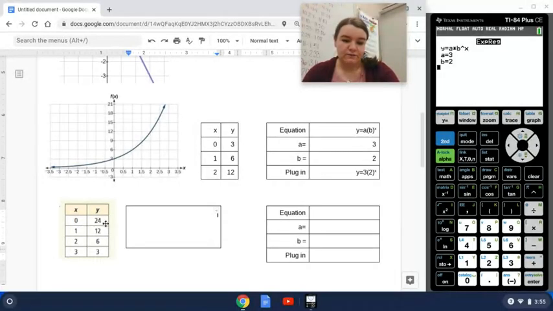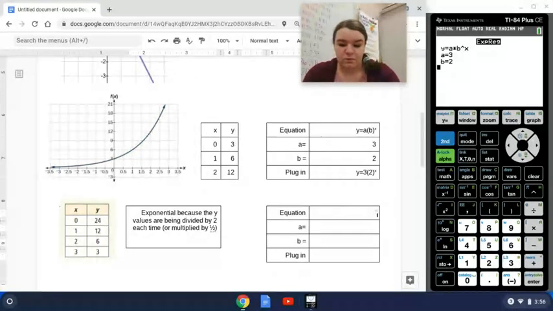But 24 divided by 2 gets me 12. Divide by 2 again gets me 6. Divide by 2 again gets me 3. So this is exponential because the y values are being divided by 2 each time, or you could say multiplied by 1/2 each time. So we're going to have the same y equals a times b to the x, but we are going to use a different table here.